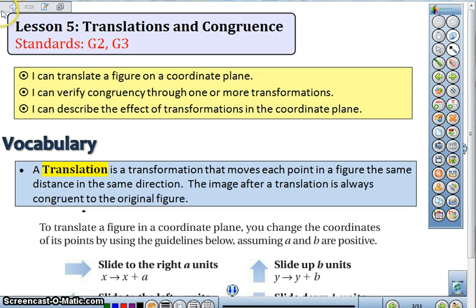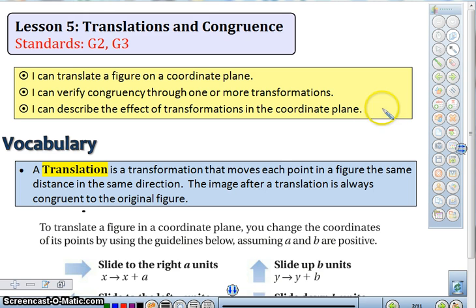As you take a look at lesson 5 today, translations and congruences, I should be able to translate in a coordinate plane. That means our slides, right and left, up and down, right, to the diagonal if we want. Verify that they're congruent and describe the transformation.